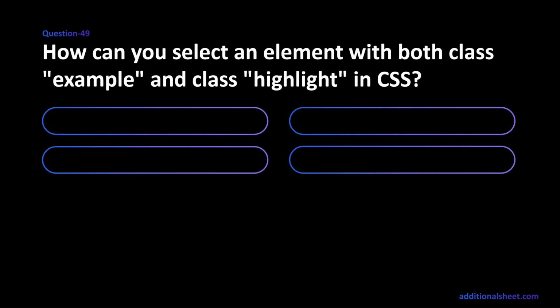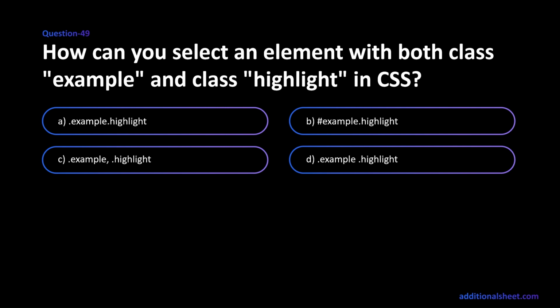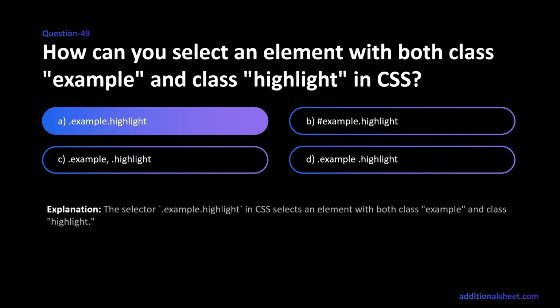Q49. How can you select an element with both class example and class highlight in CSS? Options are A. .example.highlight. B. #example.highlight. C. example, highlight. And D. example highlight. Correct answer is option A. The selector .example.highlight in CSS selects an element with both class example and class highlight.